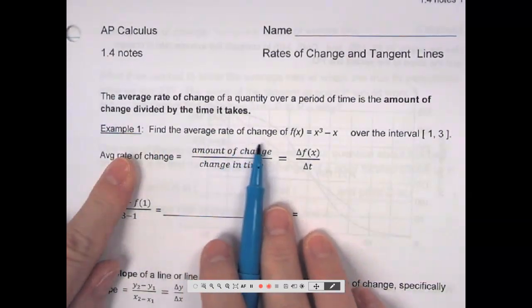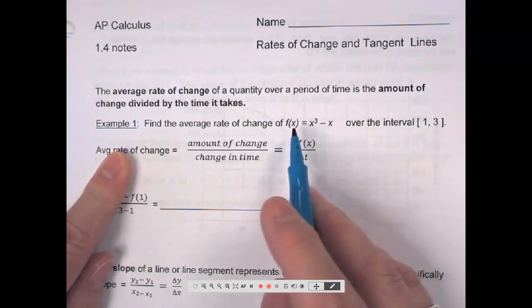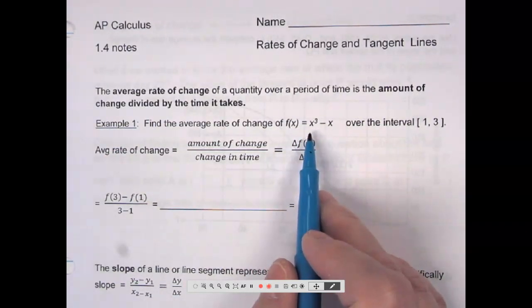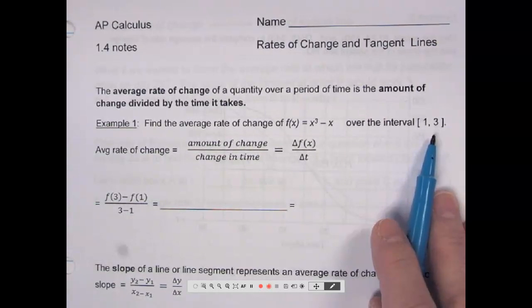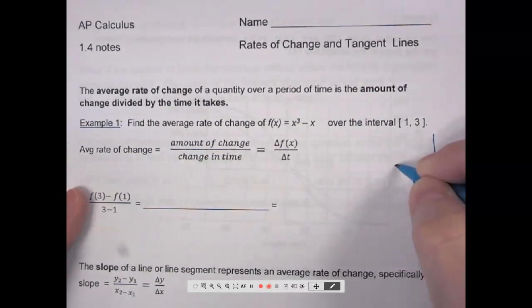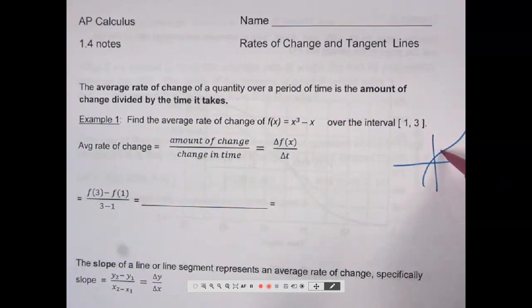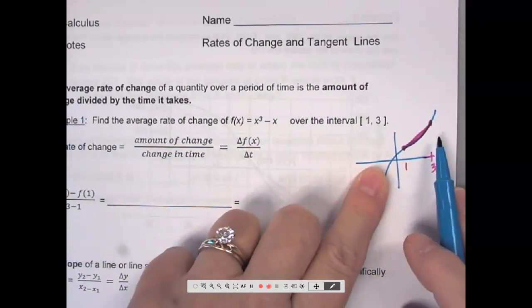Okay, so if I want to find the average rate of change of this function, and believe it or not, y'all did this in Algebra 1, f of x equals x cubed minus x. That's a cubic function, right? That's a continuous function. But I'm only interested in it on the interval from 1 to 3. Whatever this graph looks like, I'm only interested in a little chunk of it from 1 to 3. I'm just taking a little piece of that graph. And I want to find the average rate of change from 1 to 3.